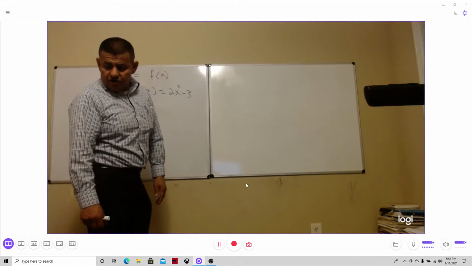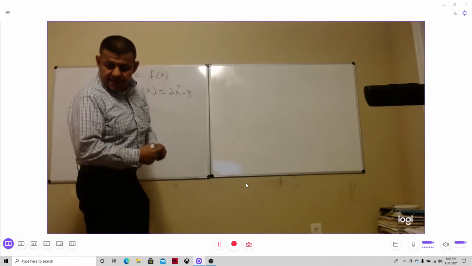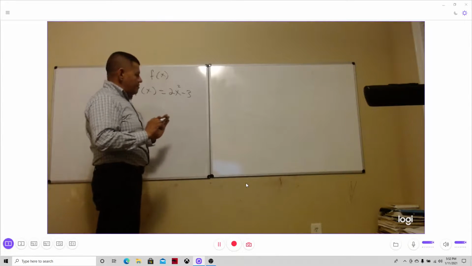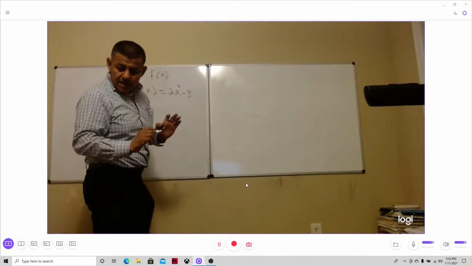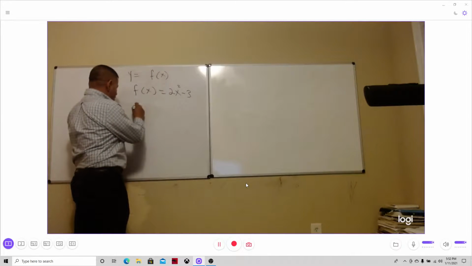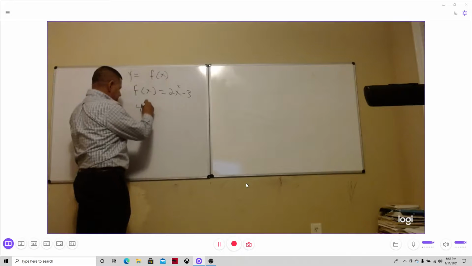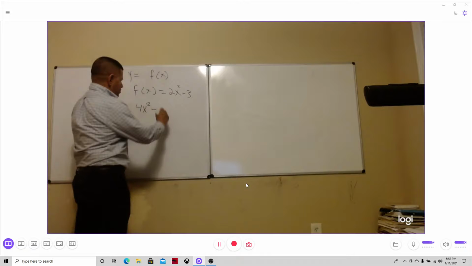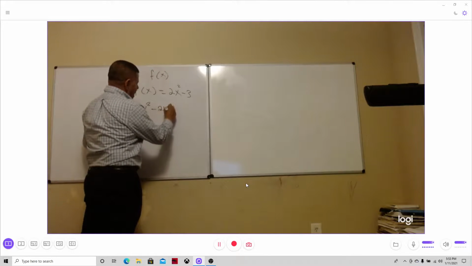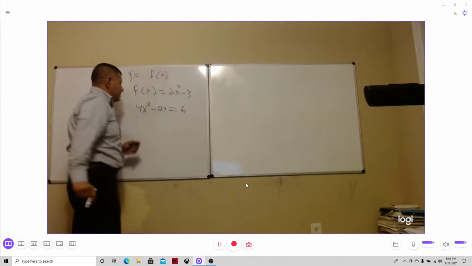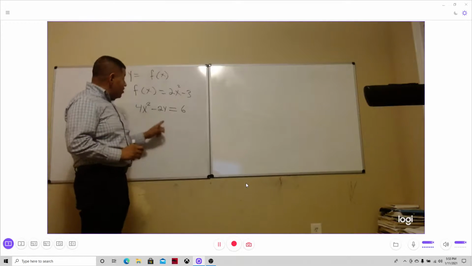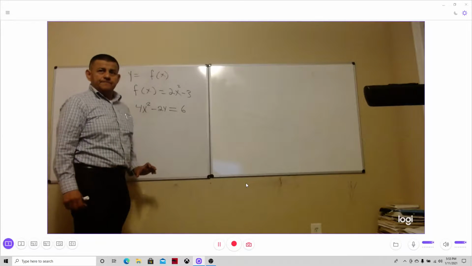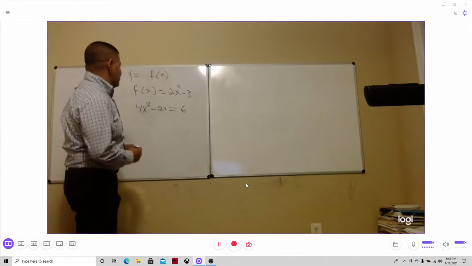Also the book is saying that in the same manner, we can claim that 4x squared minus 2y equals 6. The book is saying that these two equations are equivalent. Okay, let's test it out.